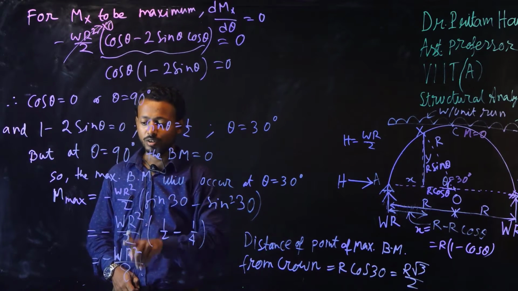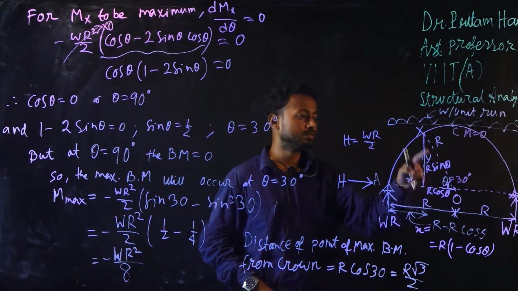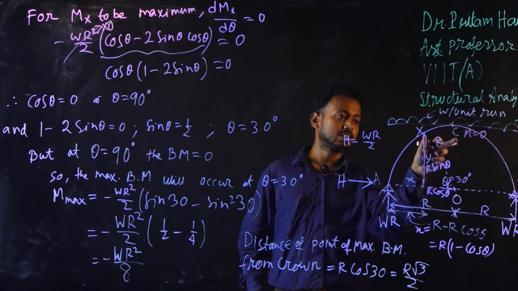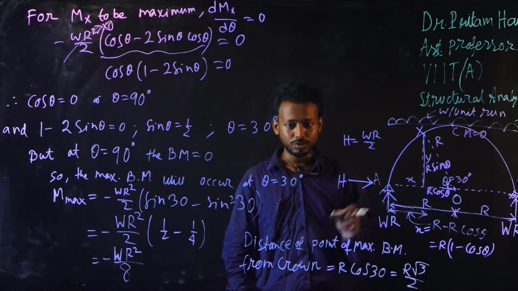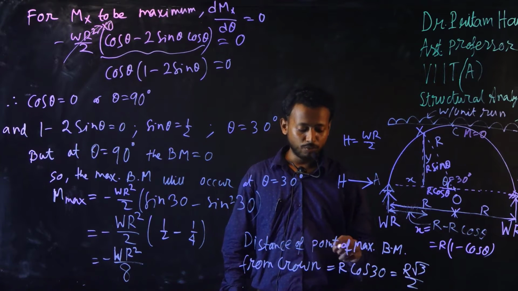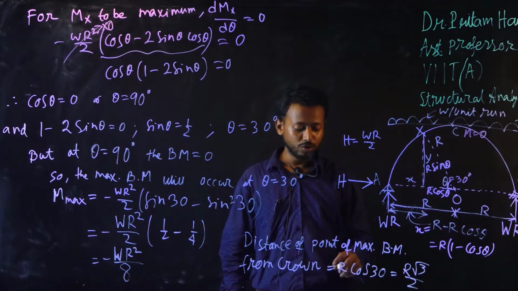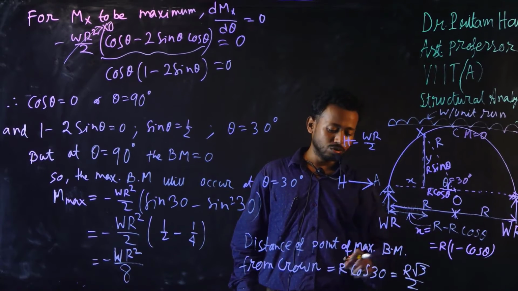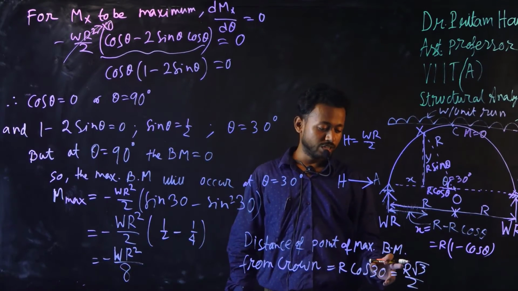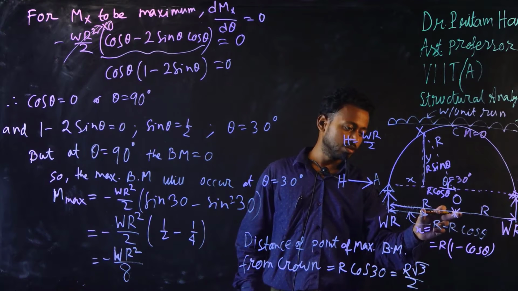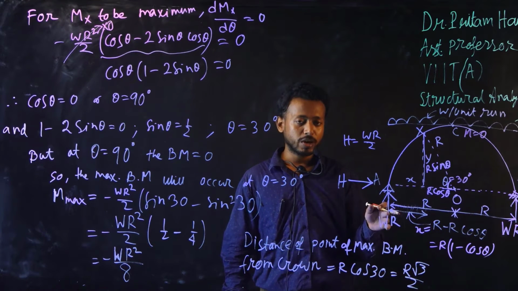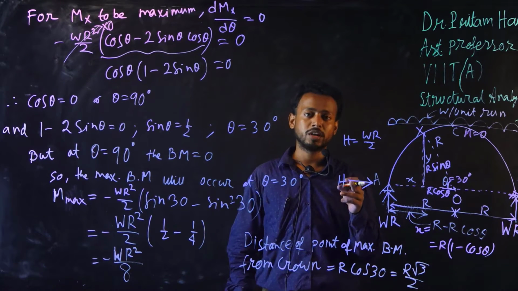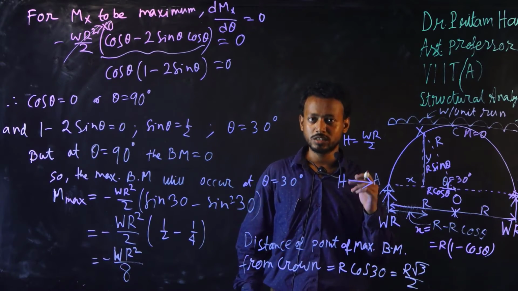W R square by 8, where it will occur at theta equals to 30 degree. So we have to find out this distance from crown. What is the distance of maximum bending moment? So you just calculate the distance of the point of maximum bending moment from crown. This is R cos theta, so we will calculate the R cos theta value. So R into cos 30, so we get R root 3 by 2. So this distance is R root 3 by 2. So at R root 3 by 2 distance from crown, the maximum bending moment will occur. The value of maximum bending moment is minus W R square by 8, right?